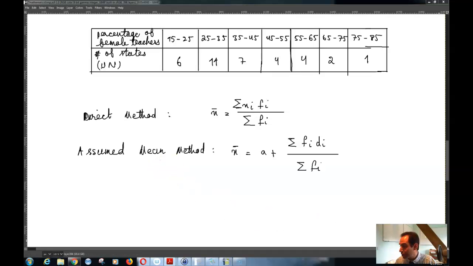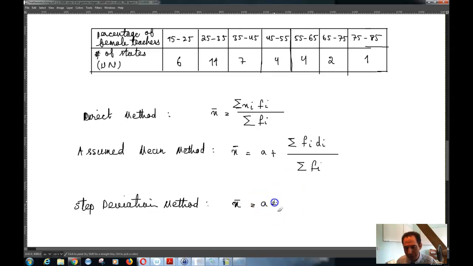And then there was another method called the step deviation method, in which case x bar is equal to a plus h times sigma f of i u of i over sigma f of i, and that is the step deviation method.